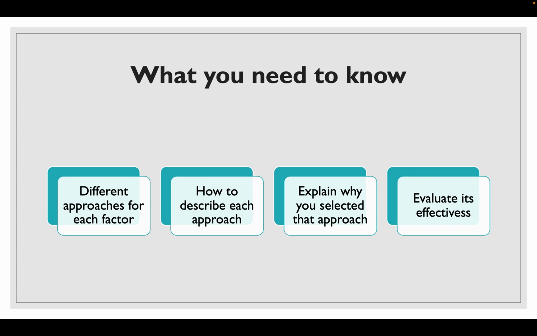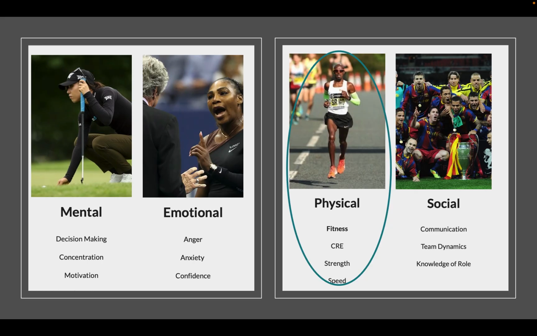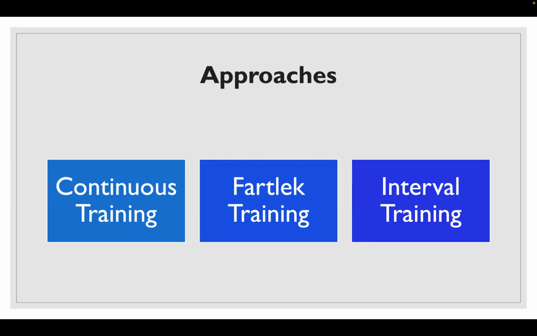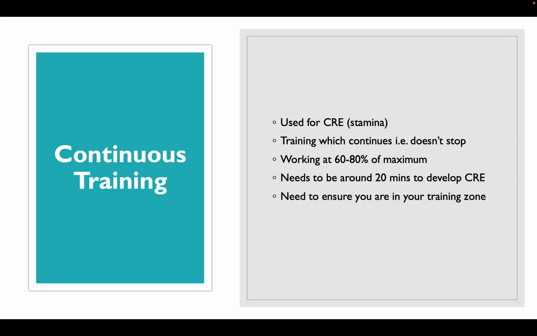Remember, when we're talking about approaches, we're talking about ways to develop each factor, and in this case today we're talking about types of training. Today we're going to look at the physical factor, and we're going to focus specifically on physical fitness. So we're going to look at some approaches to develop speed and some approaches to develop CRE or stamina. The three approaches that we're going to look at are continuous training, fartlek training, and interval training.